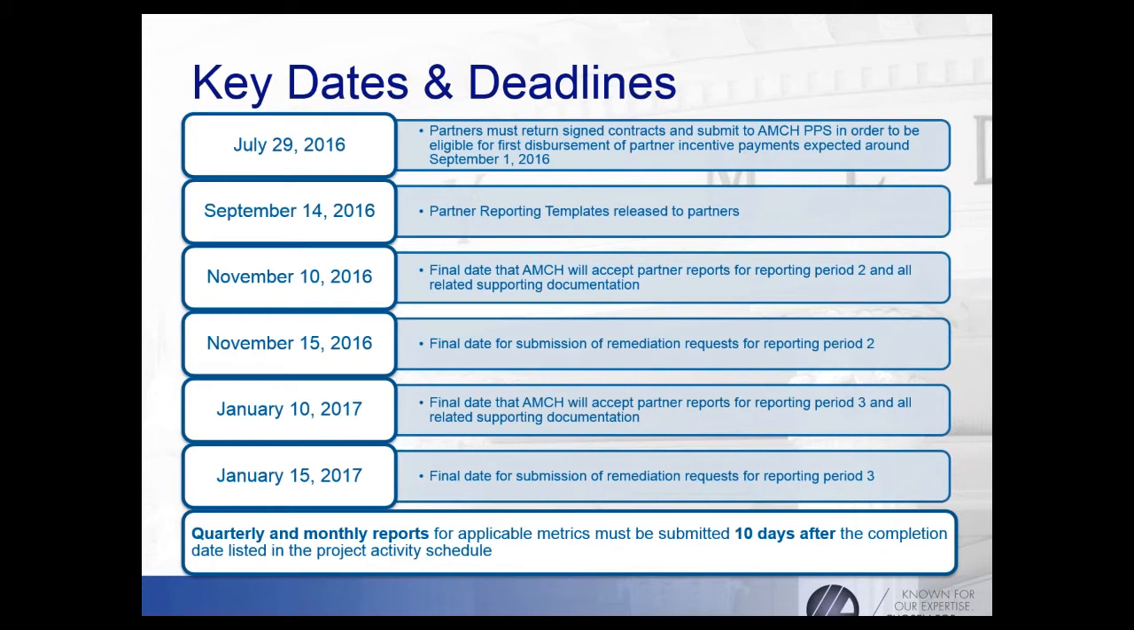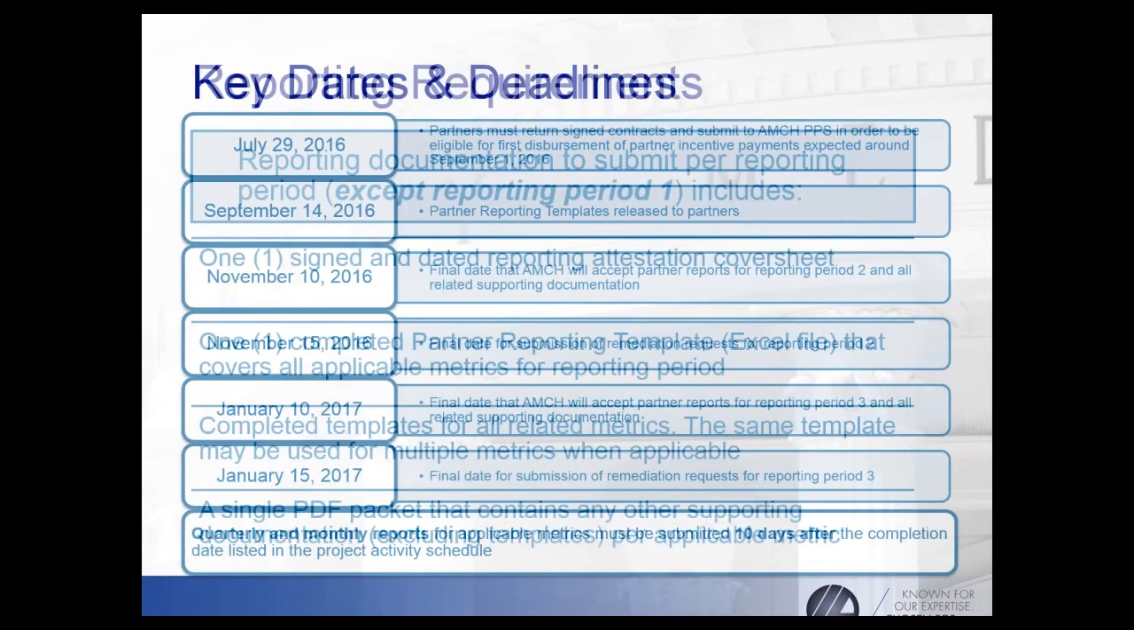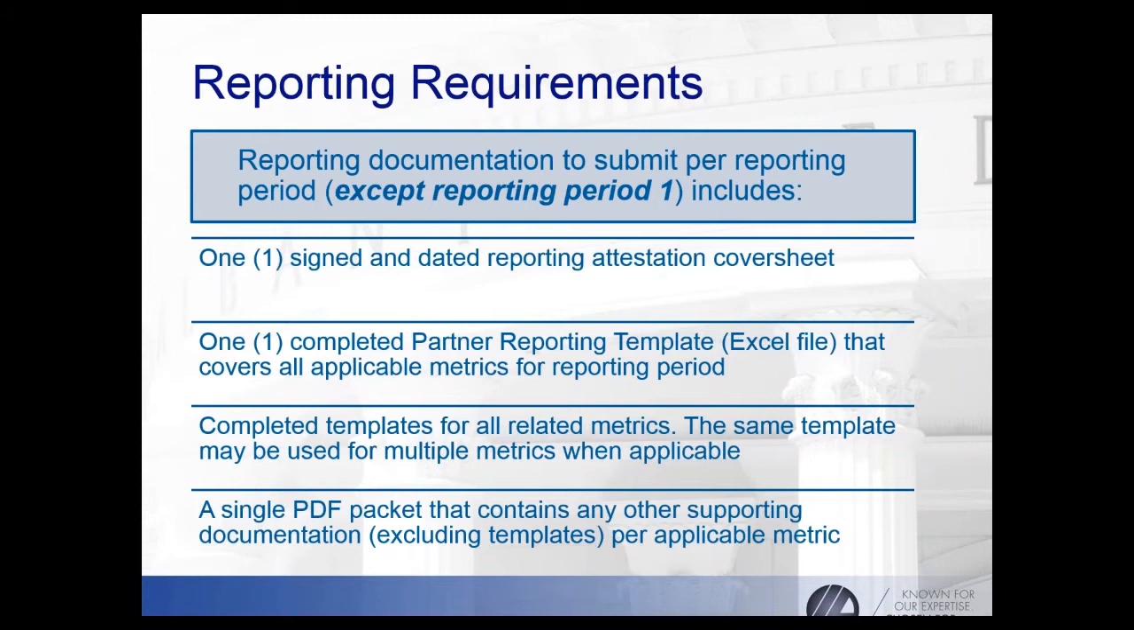November 10th will be essentially the first actual reporting period for U.S. partners where you will be submitting your templates and your supporting documentation for reporting period 2, with November 15th being the final date for submission of any remediation request. Any additional information that AMCH requests from you will be due then. And your reporting period 3 will be January 10th, 2017, with the remediation period ending January 15th.